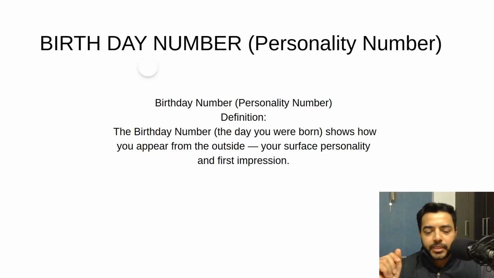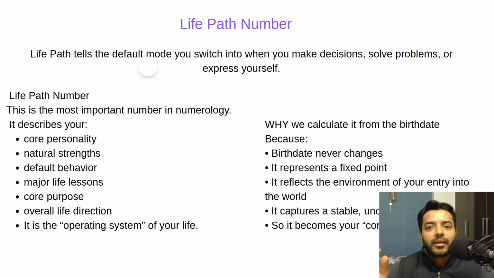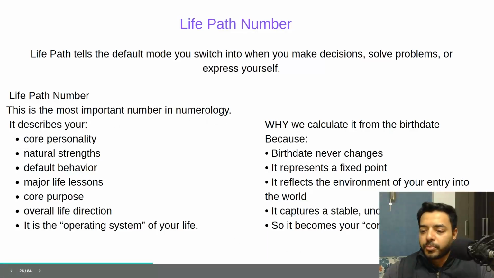So in the car example that we saw earlier, the life path number is the engine of the car, meaning it tells you about the core personality, what exactly you are, that sort of a thing. So an engine is what drives a car. It's not the paint, it's not the number plate or anything else. It's the engine that drives the car. So the life path number tells you about how you make decisions in a default mode. It's the most important number in numerology. It tells you about your core personality.